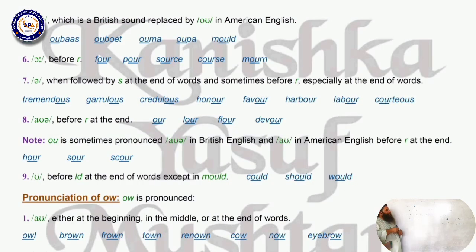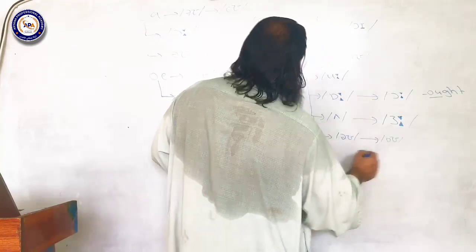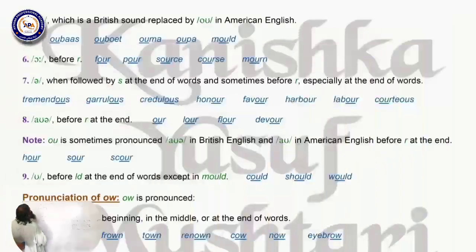And the fifth sound given by OU is the British sound O, which is replaced by American sound O. And examples are at the beginning like O, Obas, Oboot, Over, Opa, and in the middle like mold. Sixth sound given by OU is O sound. O sound. Equivalent to Ugudwao in Pashto. And this sound is given by OU before R, like for, source, course, mourn, and etc.